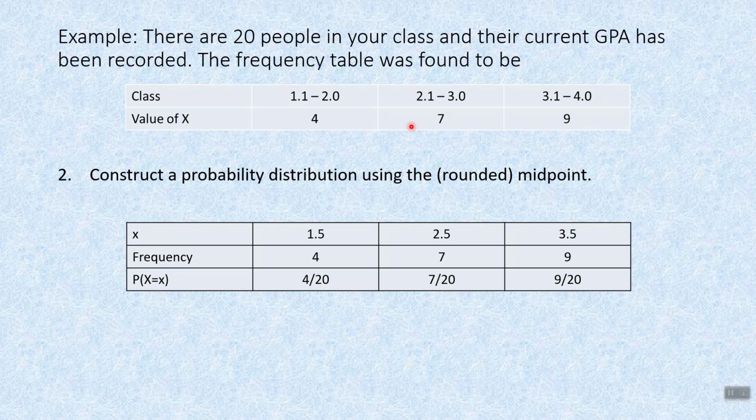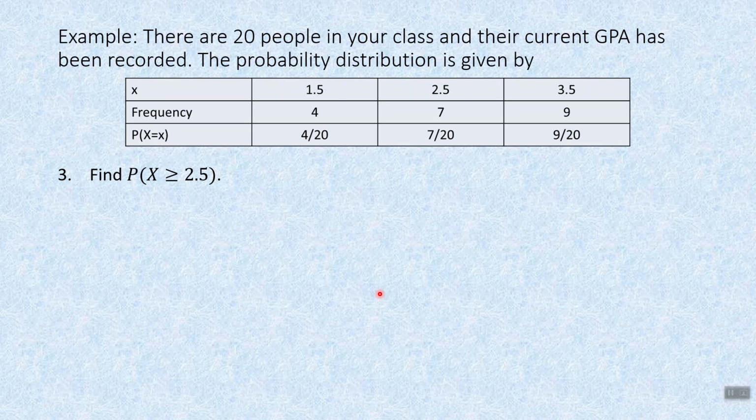And since there were 20 total values, and the frequency is 4, the probability of capital X being 1.5, or in the measurement class from 1.1 to 2.0, is 4 out of 20, then 7 out of 20, 9 out of 20, and so on. So from a table of values, we could group them into measurement classes. Using measurement classes, we could find the rounded midpoint and create a probability distribution. And with that probability distribution and our rounded midpoints, we can find a probability. For example, the probability that capital X is greater than or equal to 2.5.